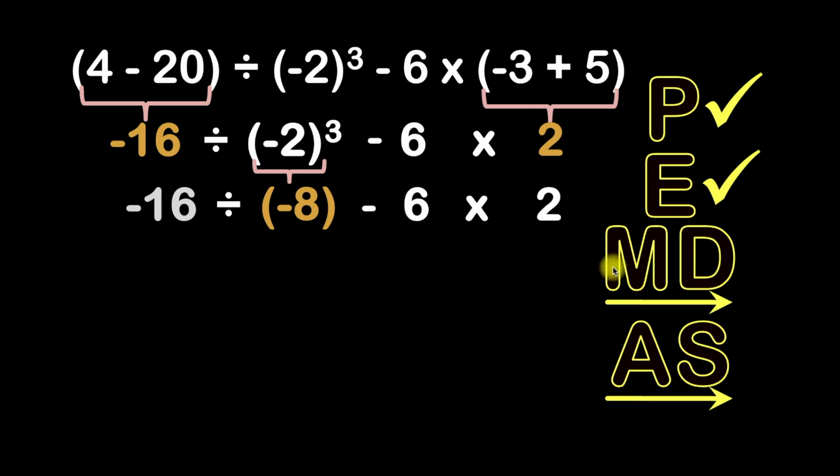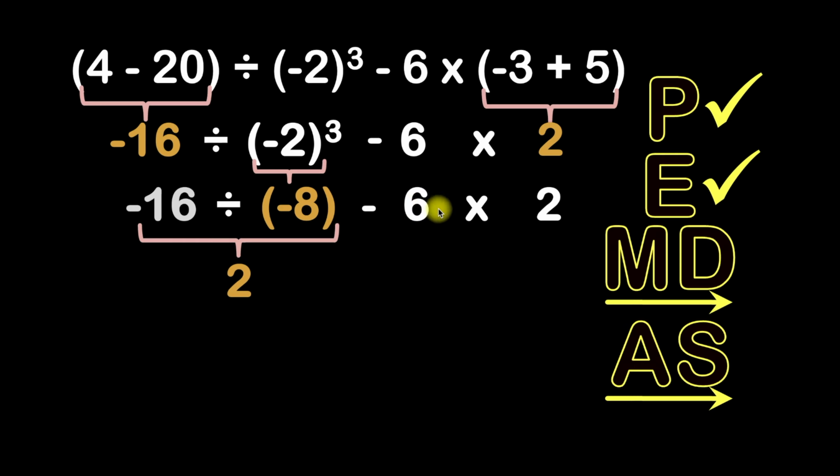Now we're at step 3, which is multiplication or division from left to right. Remember, in step 3, we're starting from the left side of the expression and doing any division or multiplication we see. This means we've got negative 16 divided by negative 8. Negative 16 divided by negative 8 is positive 2. Because a negative divided by a negative gives you a positive.